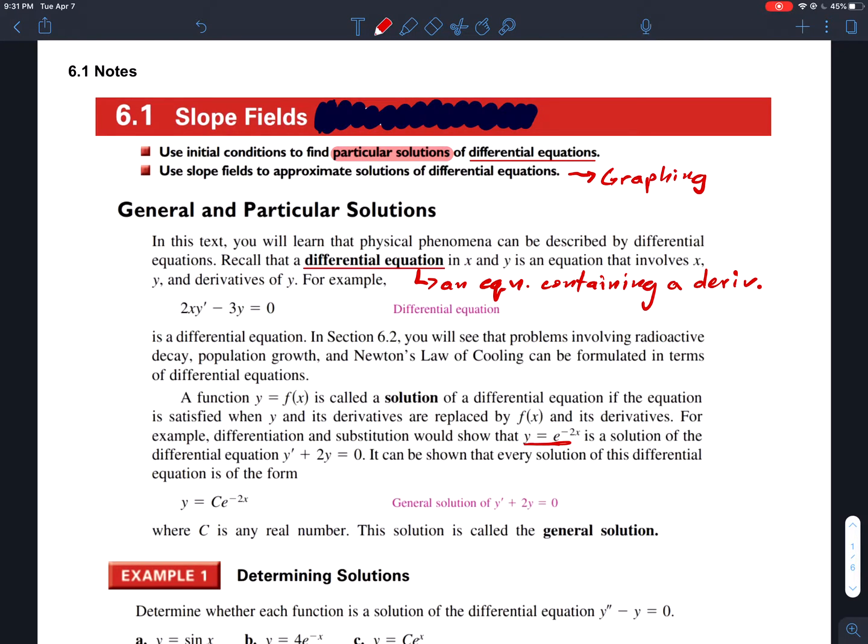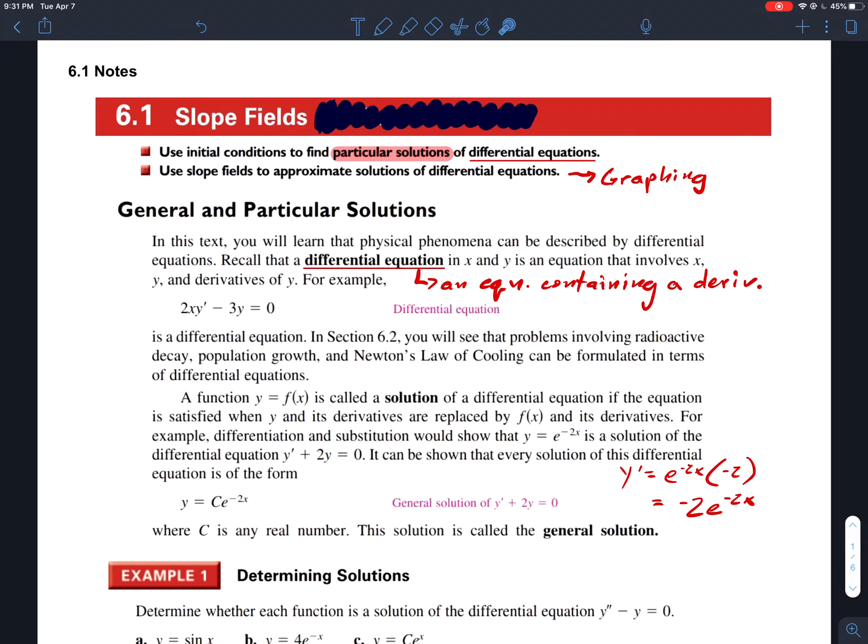If I take this e to the negative 2x function and calculate its derivative, y prime would be e to the negative 2x times the derivative of the exponent, which is another negative 2. So that is negative 2 e to the negative 2x. So if I take negative 2 e to the negative 2x and put it here, because that's the derivative, and then take the original e to the negative 2x and put it here, then I've got negative 2 e to the negative 2x plus positive 2 e to the negative 2x. And of course, when I add them together, I get 0.